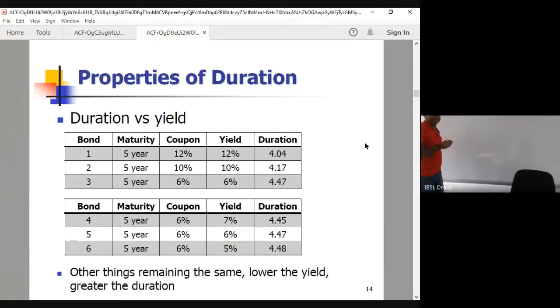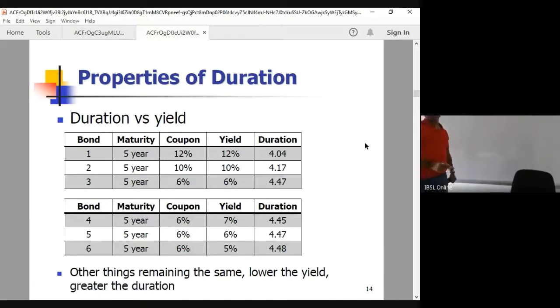So what is it saying here? You have 5 years: 1, 2, 3, 4, 5. In the 5th year, you get your principal back. So each year, your coupon is 12%. 12, 12, 12, and 12.